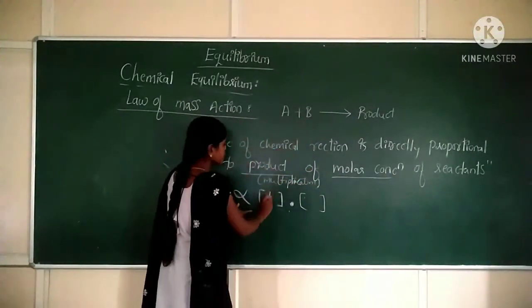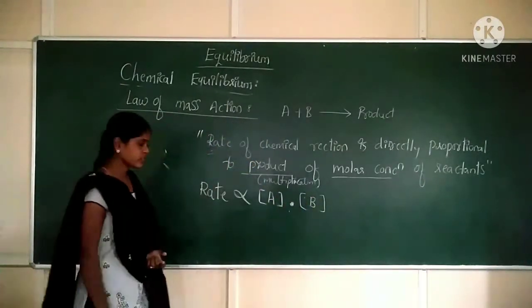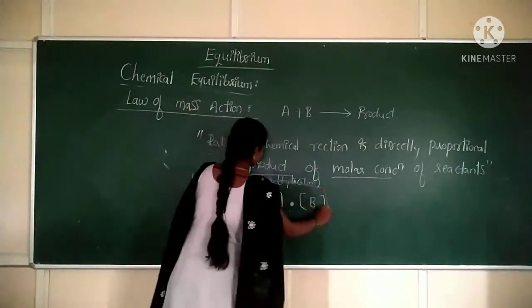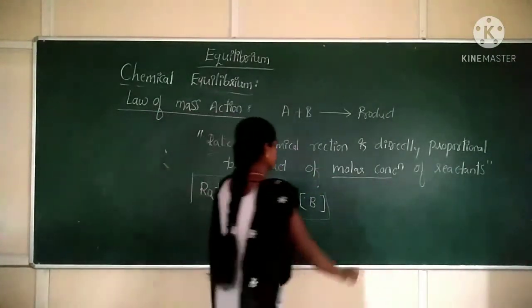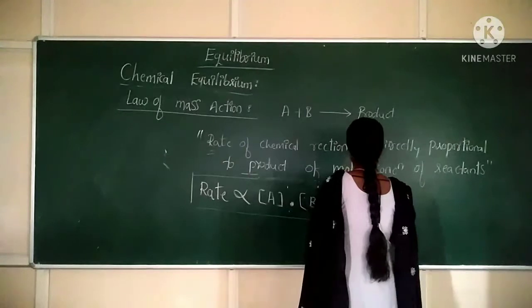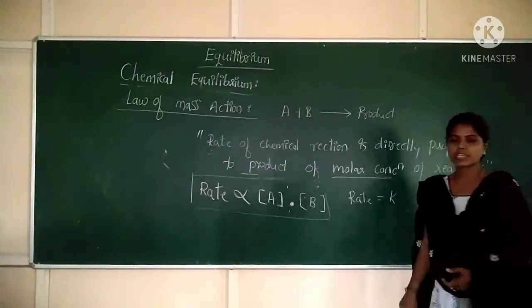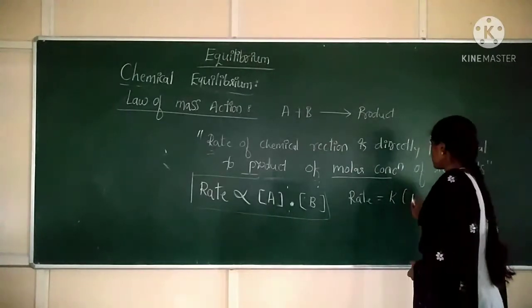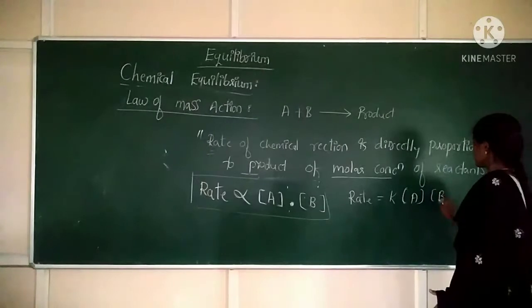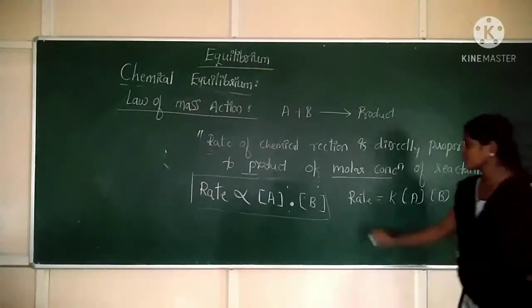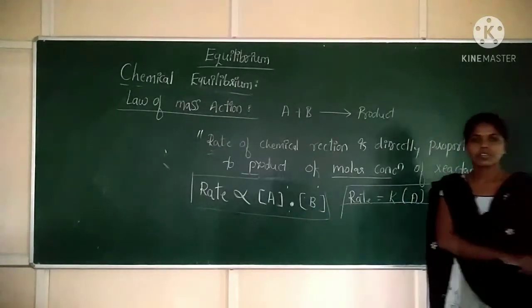What are the reactants here? A and B. A and B are the reactants. So this is the law of mass action. Clear? Now write it. Rate equals, when you remove the proportionality, you will get a constant, which we call K, into the concentration of A into the concentration of B. So this is the law of mass action.